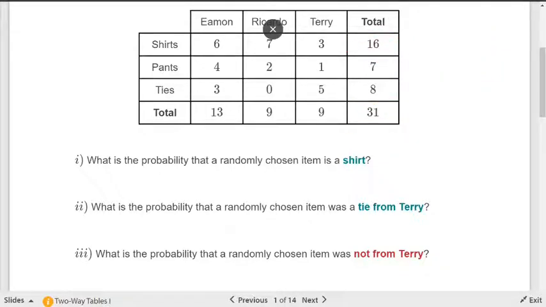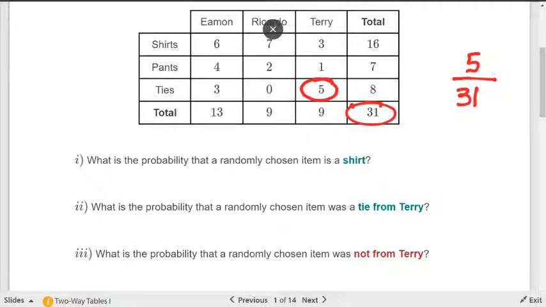Okay? What is the probability that a randomly chosen item was a tie from Terry? So we want it to be a tie, and it specifically has to come from Terry, who owns 1 pair of pants and 5 ties. That's very odd. Okay? How many ties does Terry own? 5. And we're randomly choosing that out of all of the items of clothing, which is how many? 31. Okay? So you see how easy it is to read two-way tables.